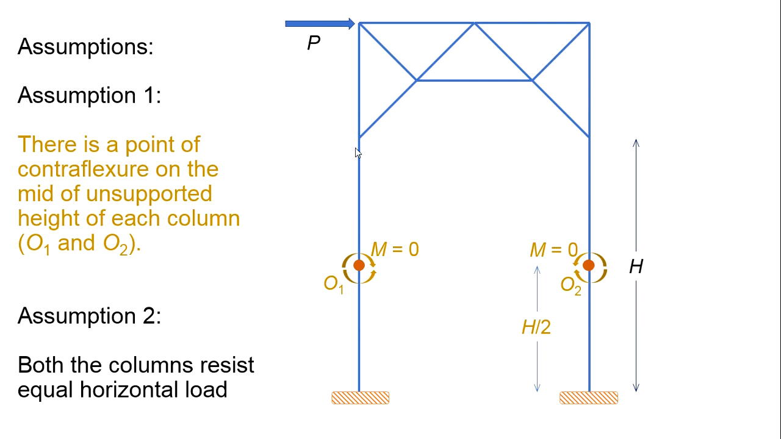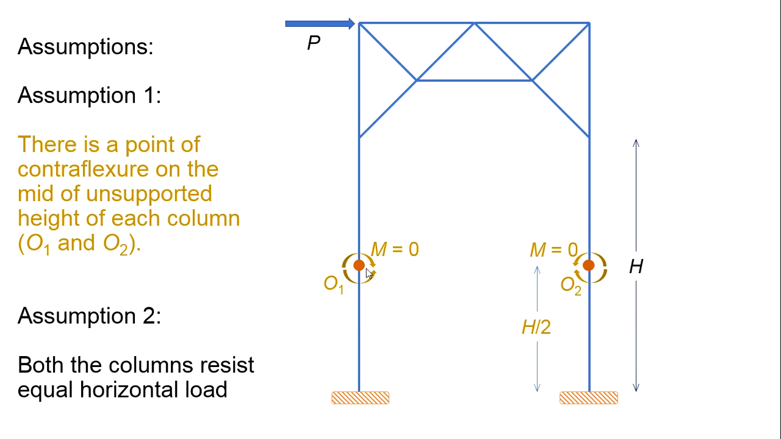While analyzing this type of structure, we have two main assumptions on the basis of which we make it an easier or simpler case. The first assumption is that there is a point of contraflexure on the mid of the unsupported height of each column. So from here to here we can call it the unsupported height, and on the mid of it there is a point of contraflexure where bending moment is 0, in both the left column and the right column.